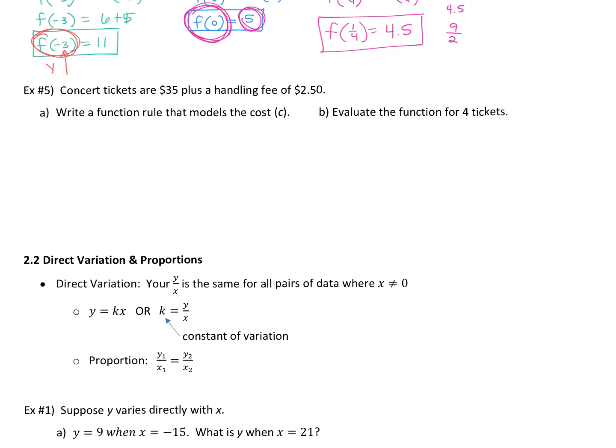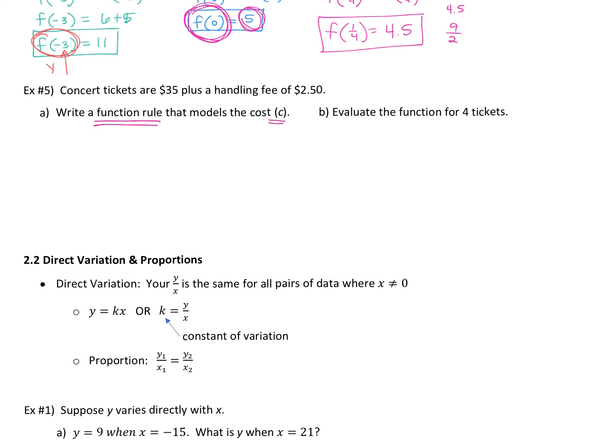It's great. This says concert tickets are $35 plus a handling fee of $2.50. We are going to write a function rule, okay, that means it's not y equals. Whenever it says a function rule, they want f of or any variable of. It doesn't always have to be f, by the way. Sometimes it makes more sense to be a different letter. I'll show you that right now too. But write a function rule that models the cost, which we're going to call C.